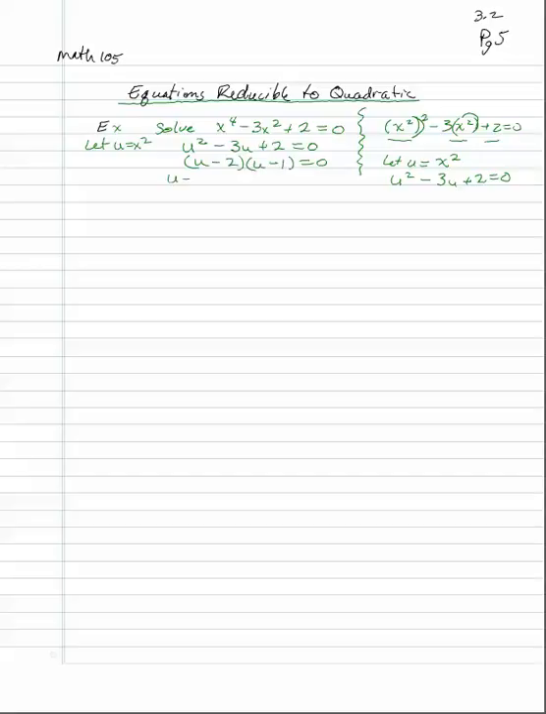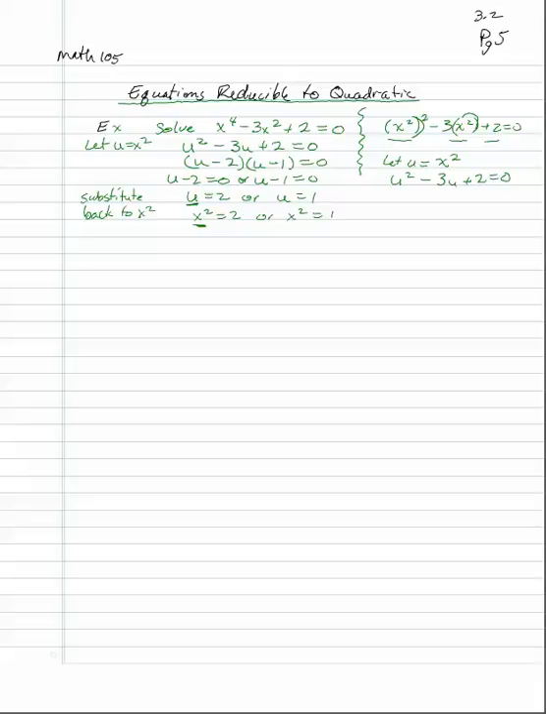Set each of those equal to 0. Solve it. So u equals 2 or u equals 1. But we're not solving for u, we're solving for x. So now you're going to substitute back. So we get x squared equals 2, or, because remember, u equals x squared, so we're going to replace u with x squared, x squared equals 1.